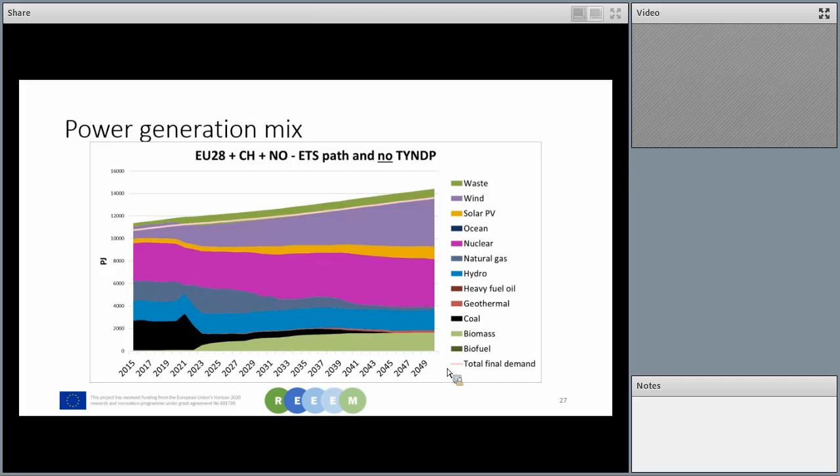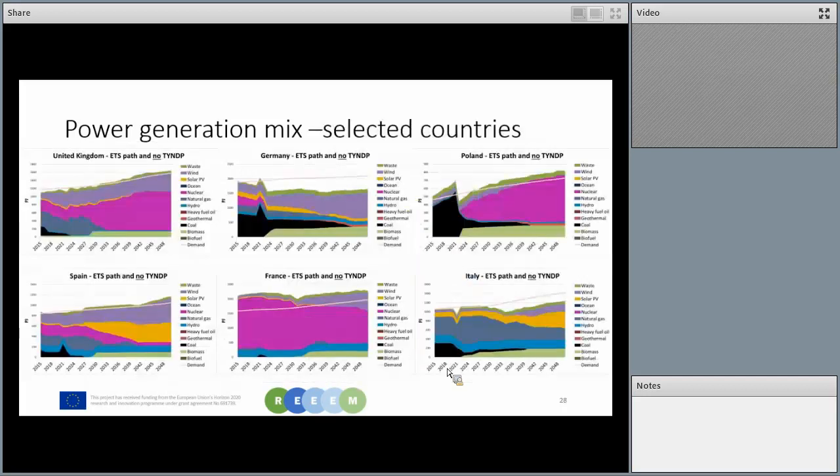In pink, we have the demand line indicated. The generation mix is producing more than the demand, since we're considering the losses due to transmission and distribution. However, this is a very generic view of the results. Let's look a bit more in depth.